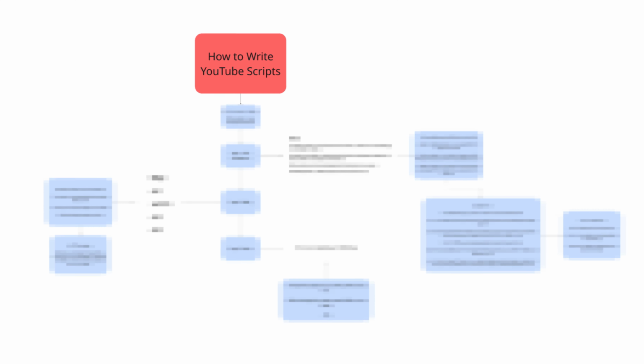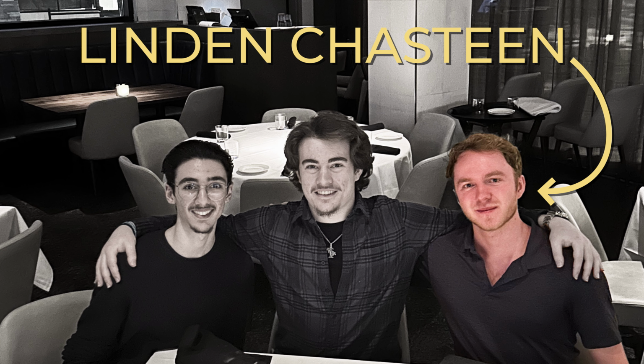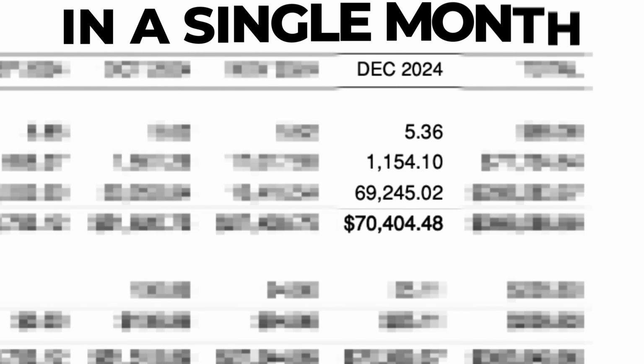I'm about to go over the full system on how to write scripts on YouTube in 2025. And we implemented this exact same strategy for one of my clients, Lyndon Chastain, who has made over $500,000 from YouTube and over $70,000 in a single month organically.